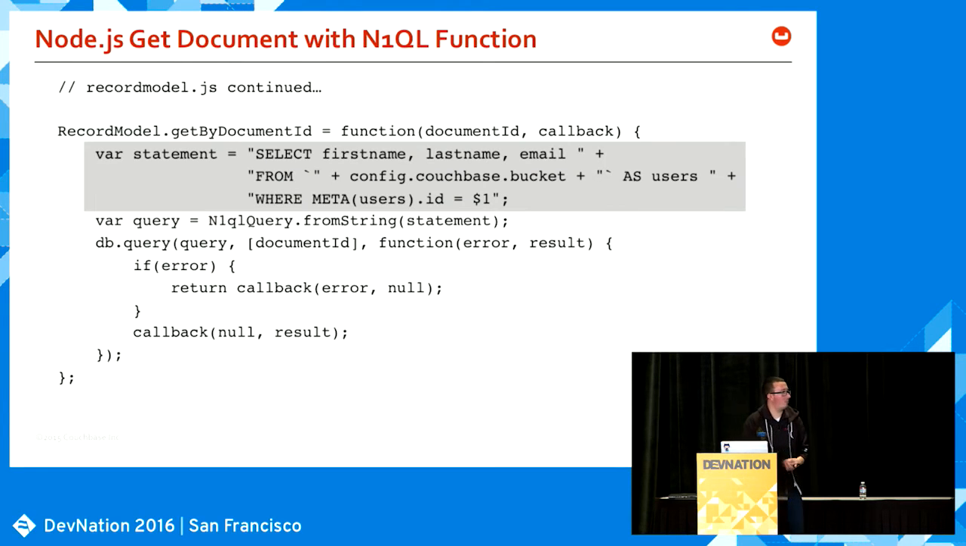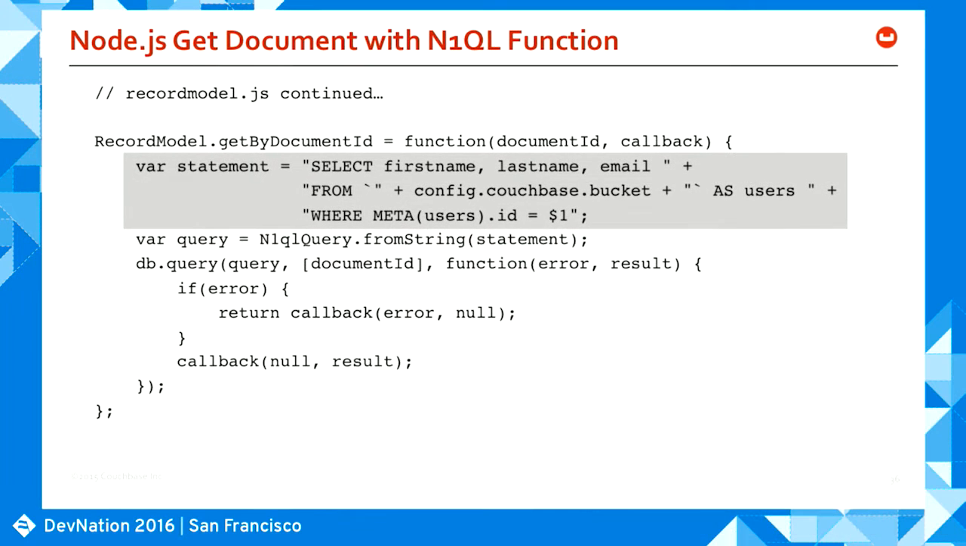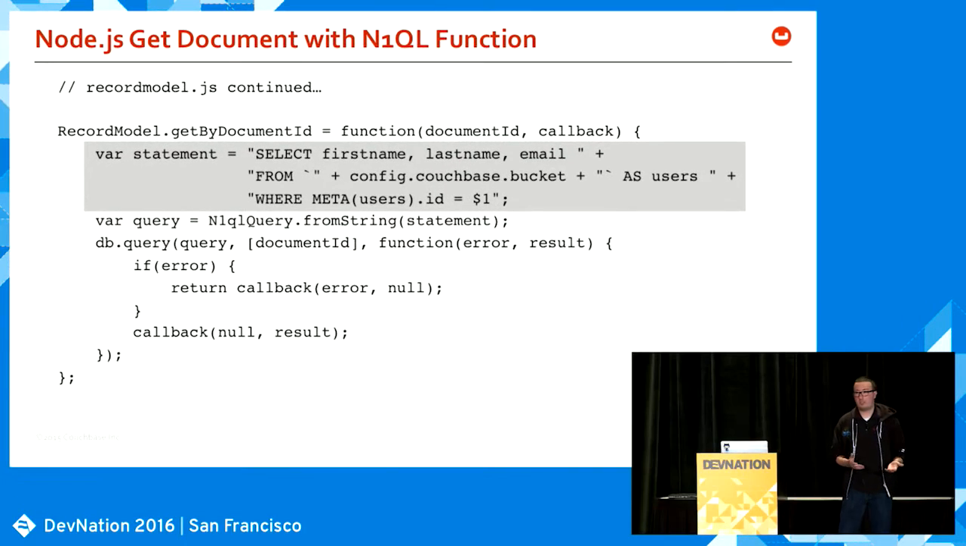Now we get into some cool stuff. This is the get by document ID function. In this case, I'm running an N1QL query. I'm selecting the first name, last name, and email address from this open bucket, and I'm aliasing it as users. You'll notice that we are not storing the document ID in the document itself. You can, but we're not in this case. But we are doing a comparison against the document ID as part of one of our conditions.